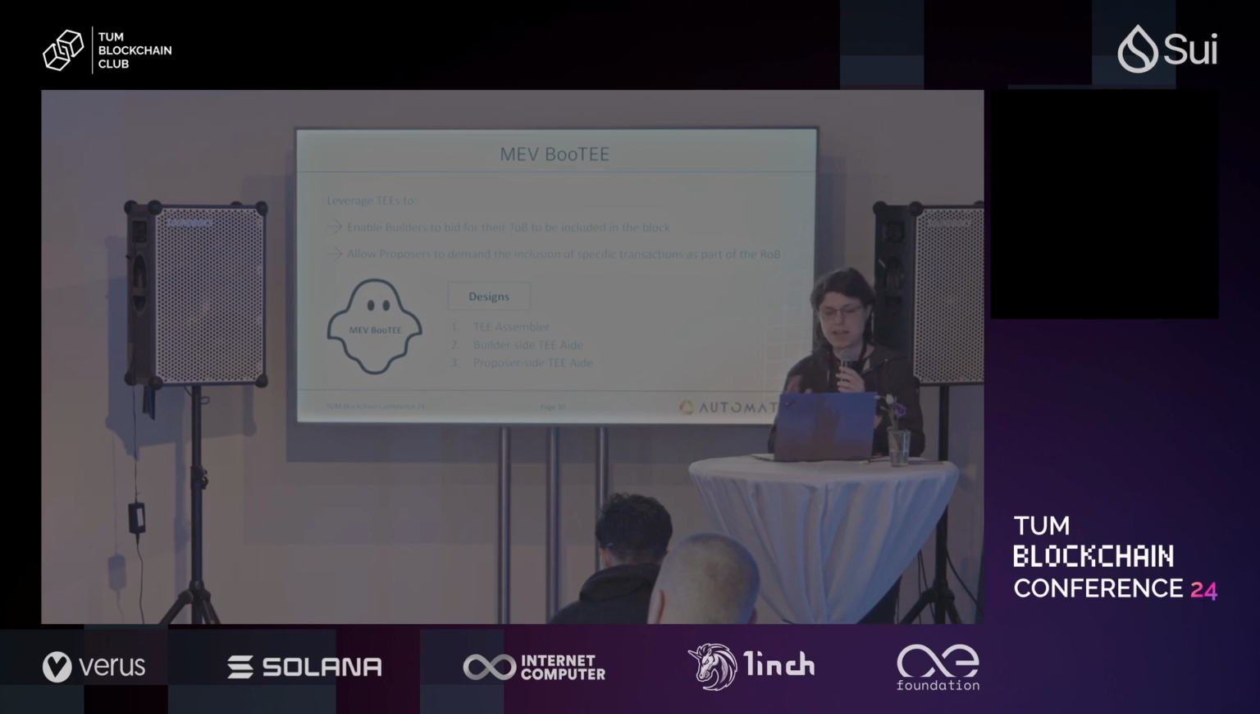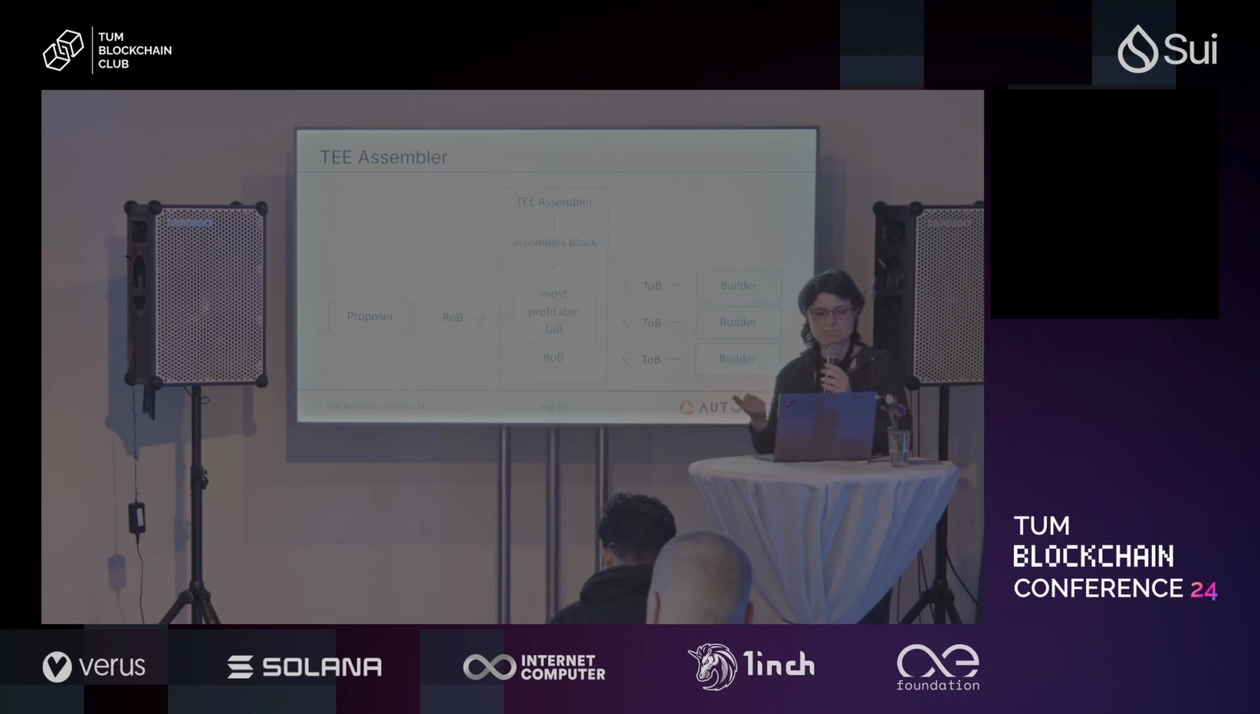So there are three designs of MEV BooTEE. One is the TEE assembler, which basically replaces the relayer with this entity called the TEE assembler, and the other two place the TEE either on the builder or on the proposer side to actually get rid of the relayer, the intermediary, entirely, because even today relayers don't get any benefits actually from being a relayer.